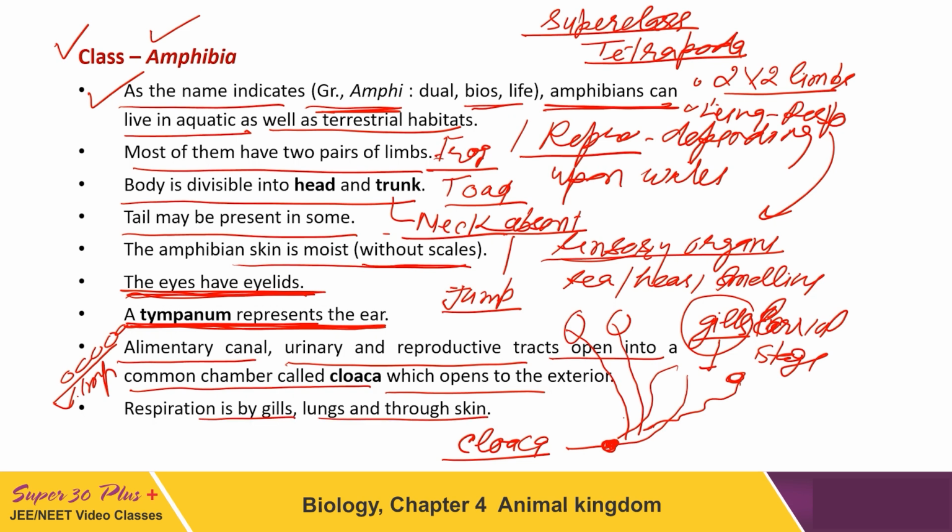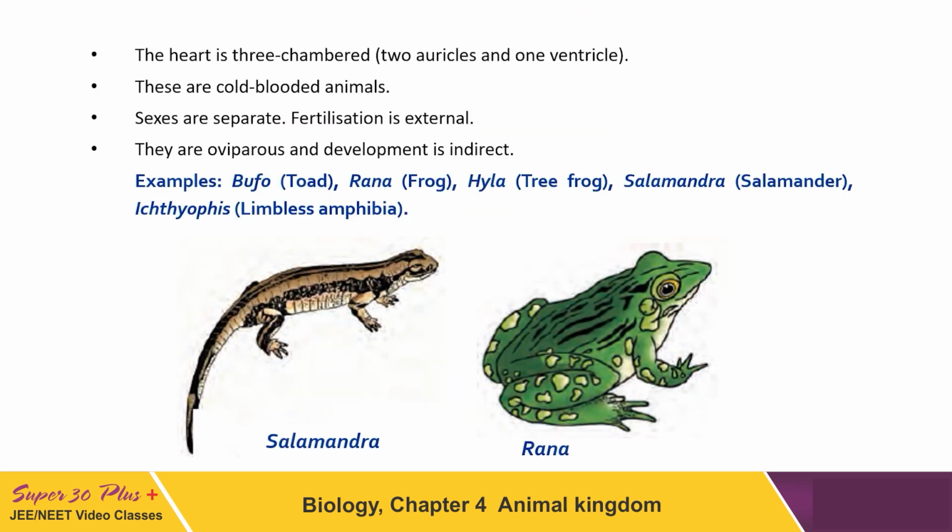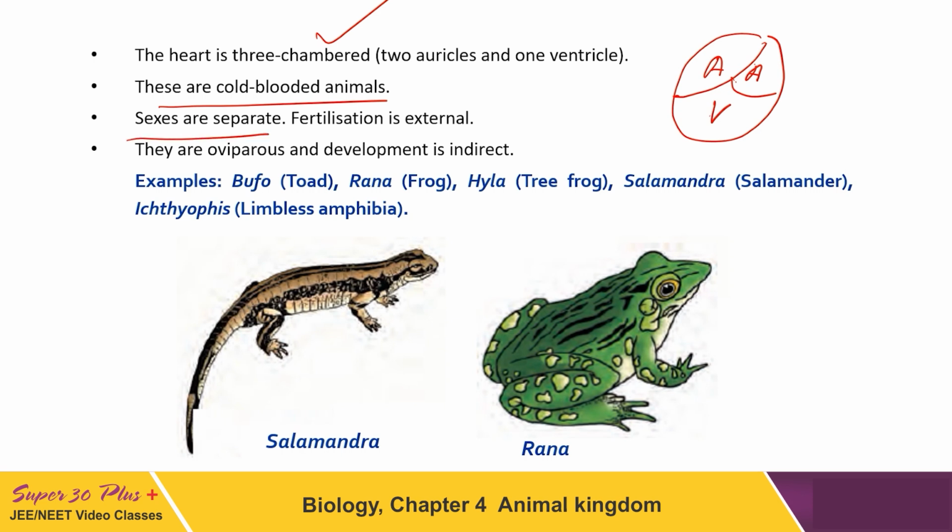Respiration is by gills, as I told you, by lungs or through skin, right? And the heart is 3-chambered. This is the heart of amphibians. One chamber is an auricle, the other chamber is an auricle, and there is a ventricle. Cold-blooded, poikilothermal these are. Sexes are separate, male and female. Fertilization will be in water, external. Oviparous these are. Development is indirect.